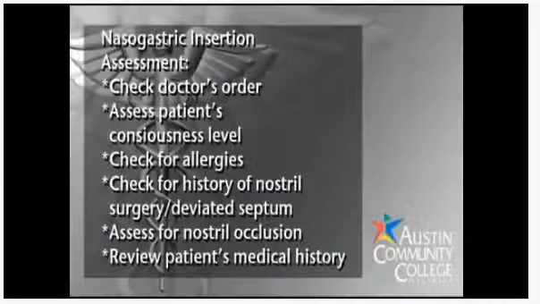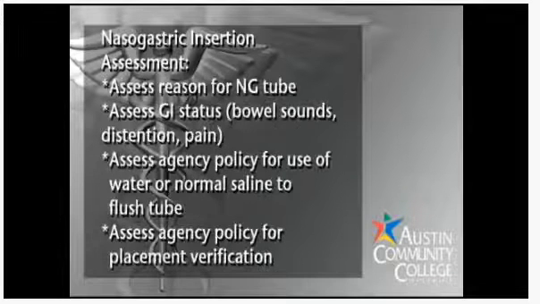During the assessment phase, we will check the doctor's orders, assess the client's conscious level, assess for allergies, assess for any history of nostril surgery or a deviated septum, assess for any nostril occlusion, review the client's medical history, assess the reason for the nasogastric tube, assess the GI status such as bowel sounds, distension, and pain, assess agency policy for use of water or normal saline to flush the nasogastric tube, assess agency policy for placement verification.